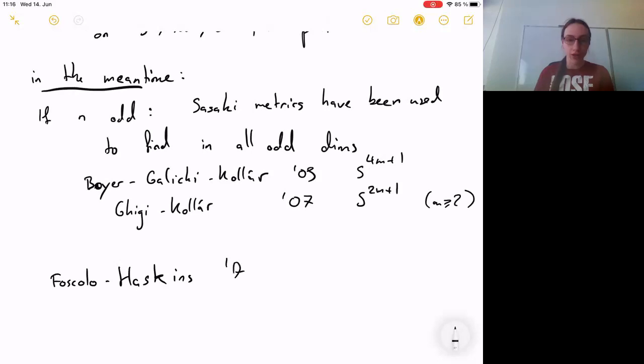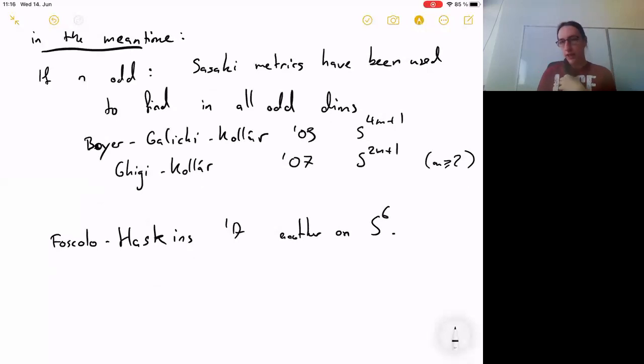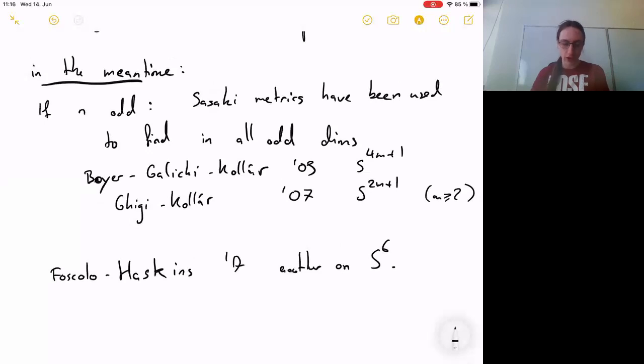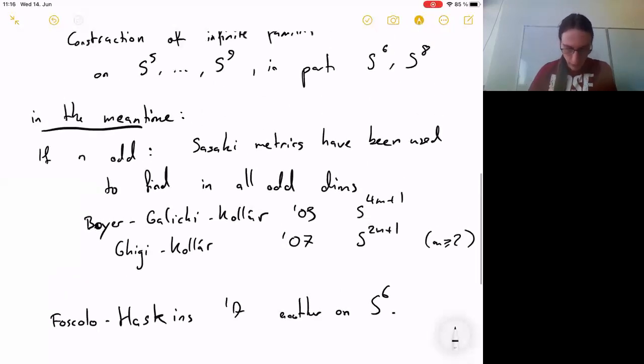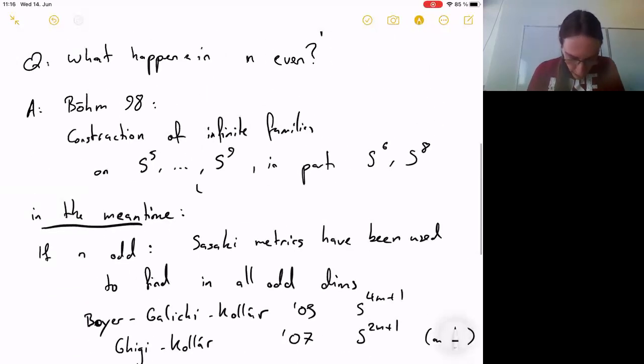Who found another metric on S6. So this one, of course, you may say, okay, Böhm already found an infinite family, so what's so special about finding one new example? So this one was actually nearly Kähler. So it has some special geometric properties, and it has a different isometry group. So all the Böhm examples are invariant under SO(P) times SO(Q), P plus Q.